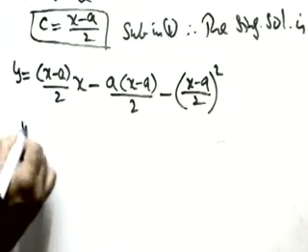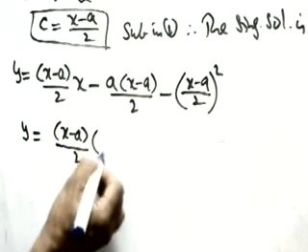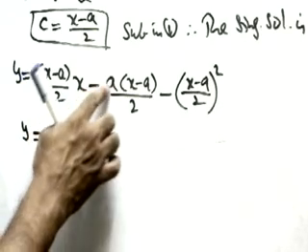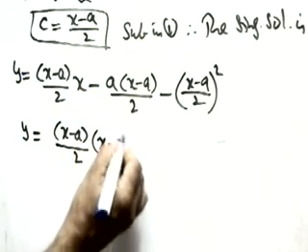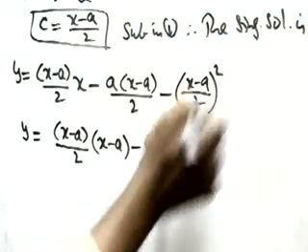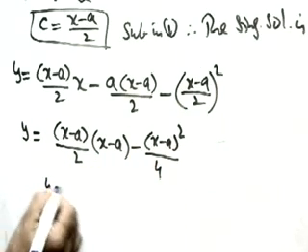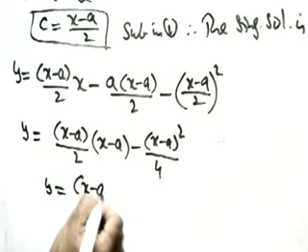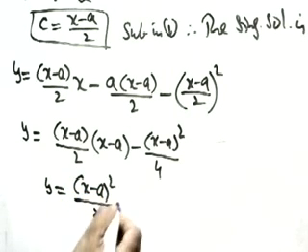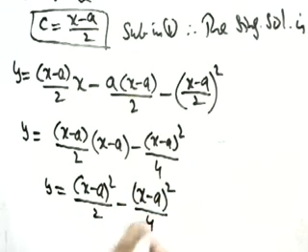Let me take 2 common from this. What will we get common? If we take (x minus a) by 2 common, what is left here? x minus a. So (x minus a) minus (x minus a) whole squared by 4, since 2 squared becomes 4. (x minus a) into (x minus a) will be (x minus a) whole squared. y equals (x minus a) whole squared by 2 minus (x minus a) whole squared by 4.